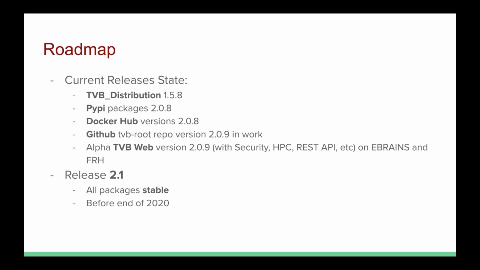Where we are now, the current releases are the following. For the TVB distribution, as I said in the beginning of my talk, the TVB distribution contains all of the packages involved in the TVB Core and is built for each of the operating systems. So one could easily take that and install it locally and have the whole TVB ready to run. We are still at version 1.5.8 there. This means that the TVB distribution is still Python 2.